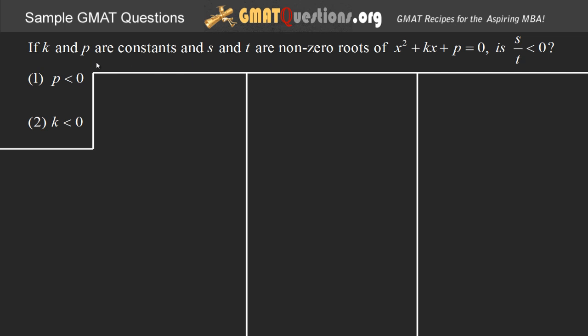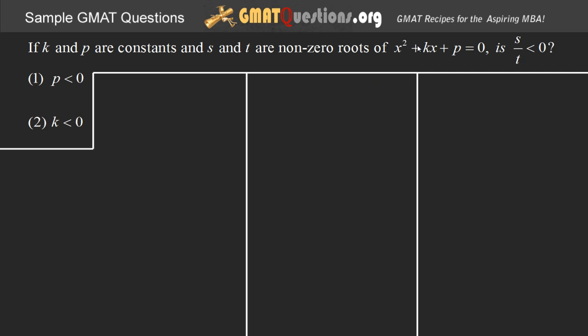If k and p are constant and s and t are non-zero roots of x squared plus kx plus p equals 0, is the quotient s over t less than 0? Statement number 1, p is less than 0. Statement number 2, k is less than 0.